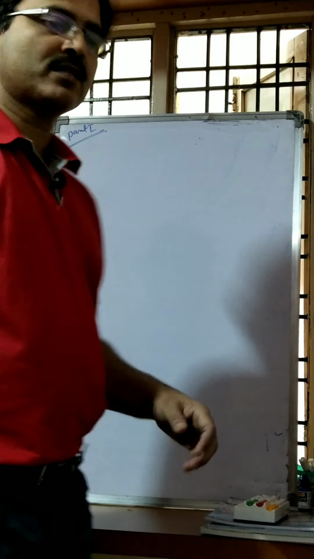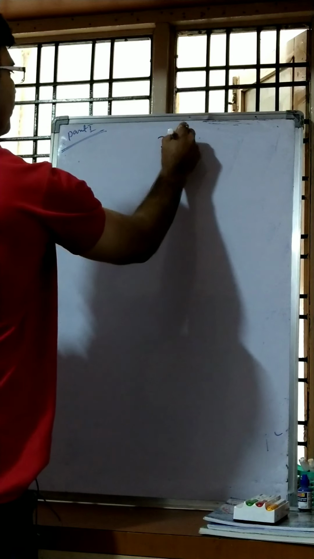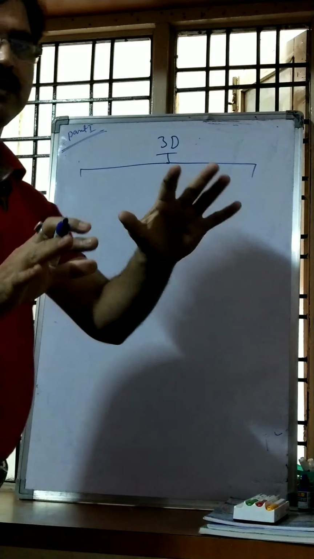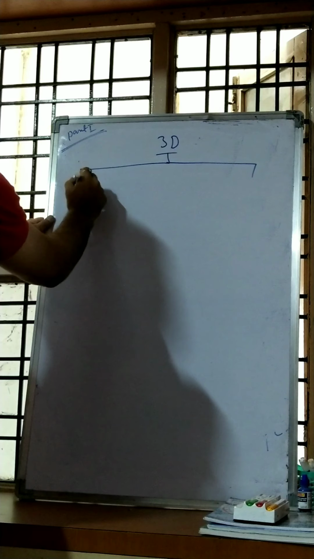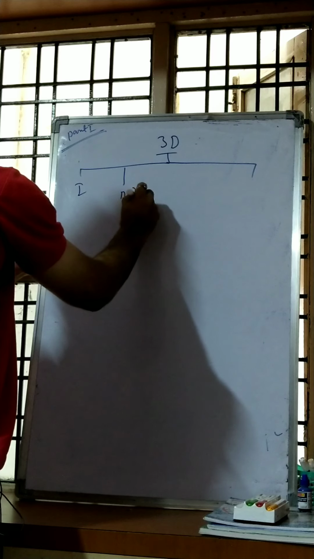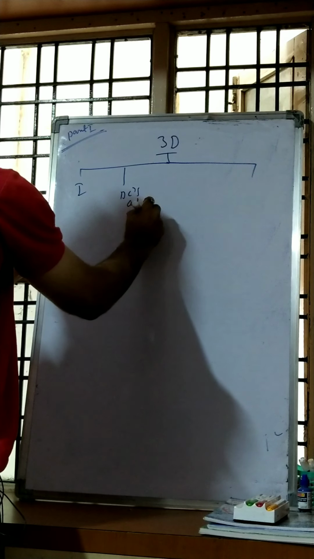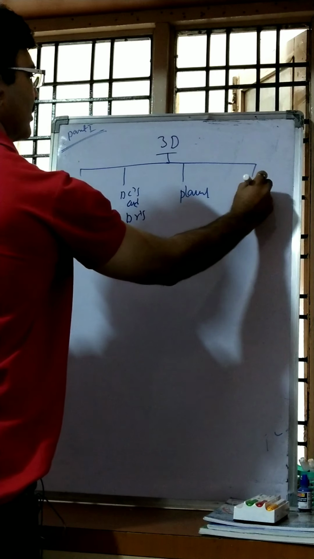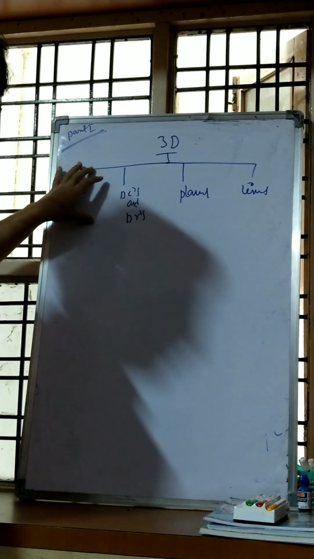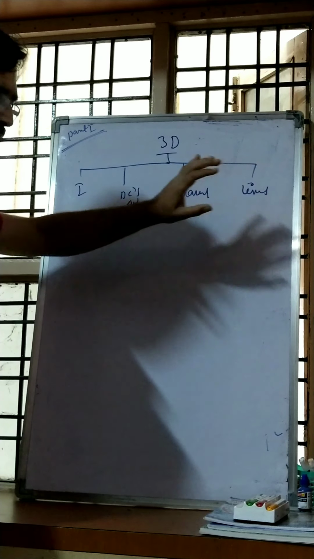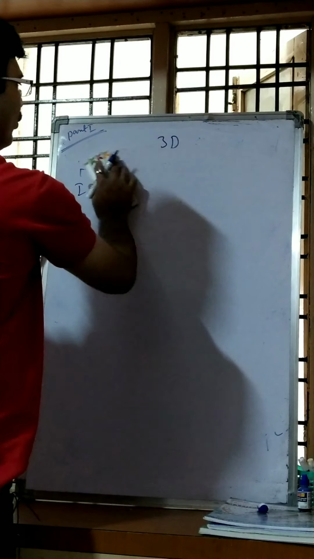We are going to discuss 3D geometry. In 3D, this topic can be divided into 4 parts. One, introduction; another one, DCs and DRs; next, planes; next, lines. First introduction, then DCs, DRs, planes and lines. One by one we'll discuss all 4 parts.